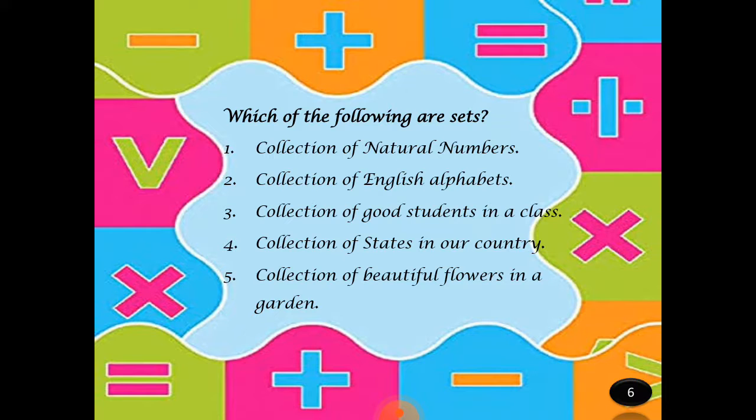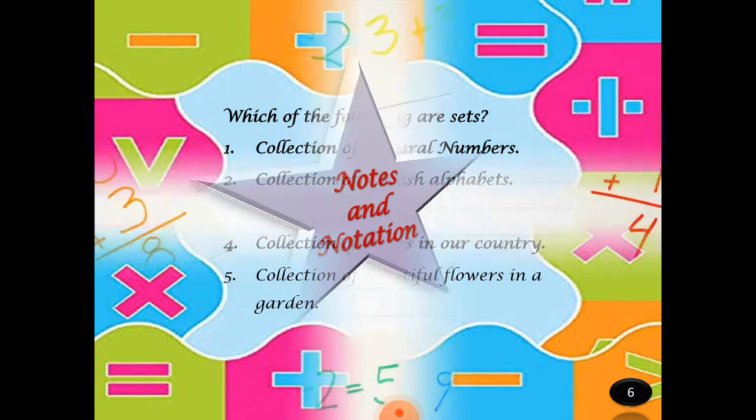Which of the following are sets? First one, collection of natural numbers, collection of English alphabets, collection of good students in a class, collection of states in our country, collection of beautiful flowers in a garden. Here, which of the following are sets? Here only three are sets: collection of natural numbers, collection of English alphabets and collection of states in our country. These are sets. The other two are not sets because it may vary from person to person.